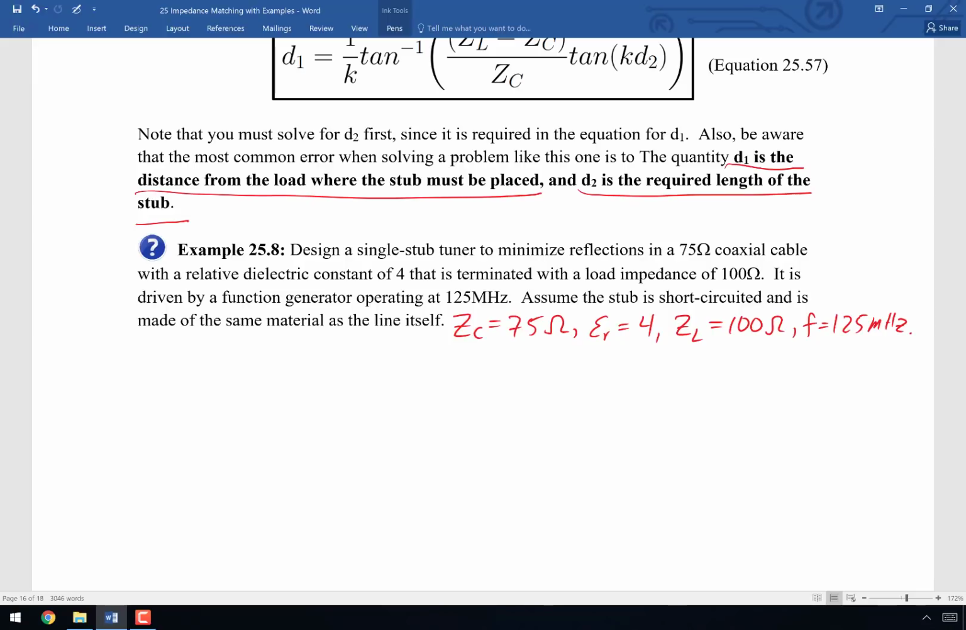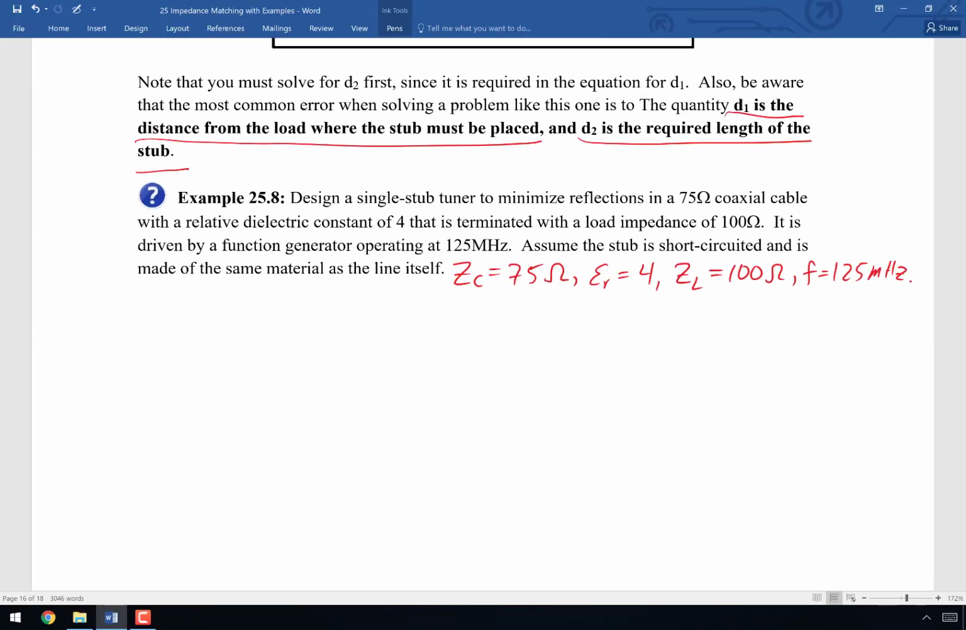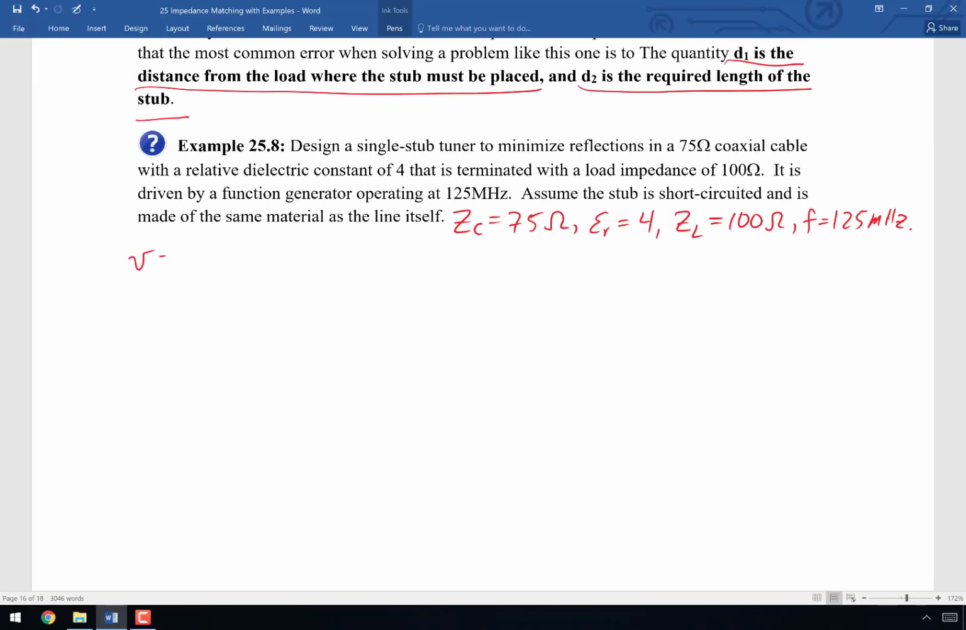We're going to assume that the stub is short-circuited and that it's made of the same material as the line itself. Those are the assumptions we will always make when we're designing a single stub tuner. Short-circuited and made of the same material as the line itself. So let's calculate the velocity. The velocity is C divided by the square root of epsilon r, which is 3 times 10 to the 8th divided by the square root of 4, which is 1.5 times 10 to the 8th meters per second.